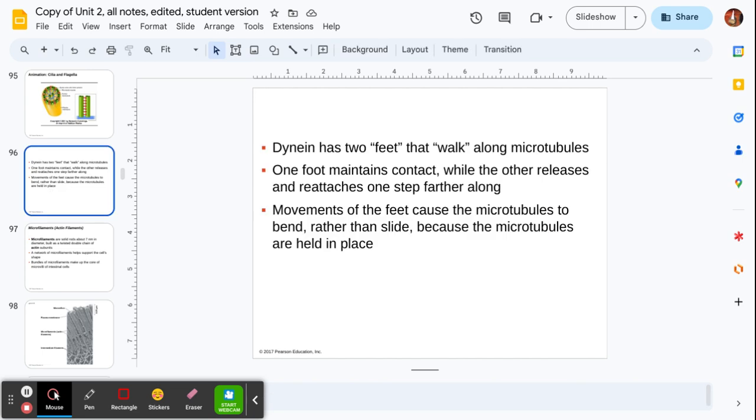Dynein is a cool protein. So dynein has these 2 structures that have kind of been called feet, because the dynein will actually walk along a microtubule filament. So one will attach, the other will release, and then that will come forward, and then that one will release, and the next one will come forward. So it looks like the protein is actually walking. And as they do that, that causes the microtubules to bend, because the microtubules stay in place, so that makes them bend from side to side.